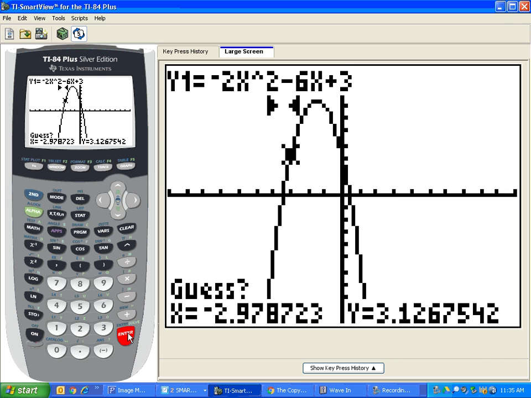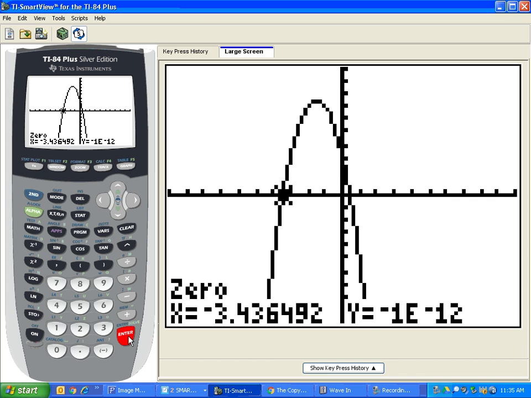And then it says, guess. Sure, I'd like you to guess, calculator. One of your answers when you work out the quadratic formula is negative 3.44. In there somewhere is what you should have gotten.